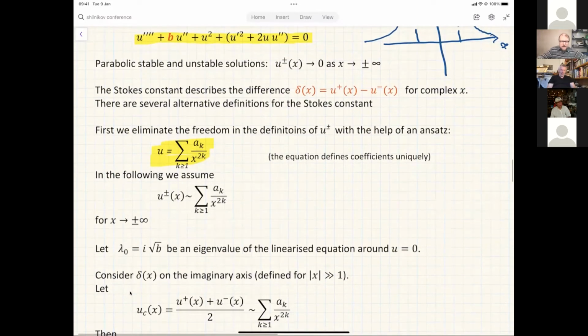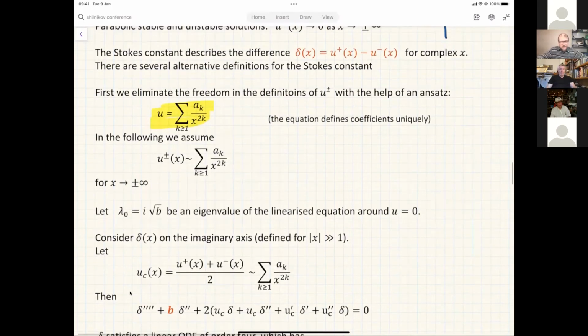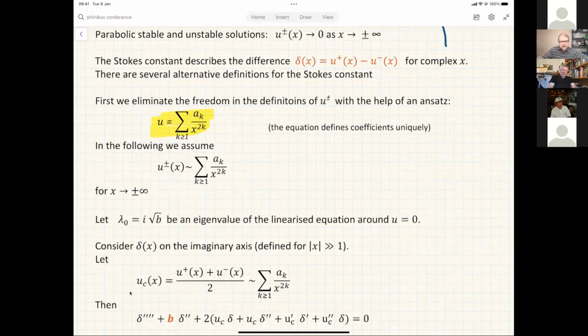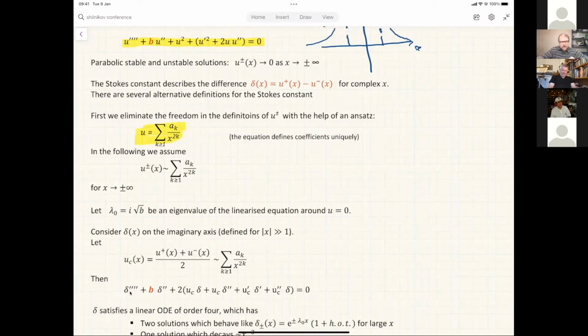And consider the function which is a half sum of u plus and u minus. Then we can do the following. When we look at the equation and take the difference of two solutions of this equation, we can rearrange terms, and we see that delta, which is the difference between u plus and u minus, is an exact solution of this equation. In order to see that, you just need the usual formula for the difference of the squares. So it's a very easy exercise.